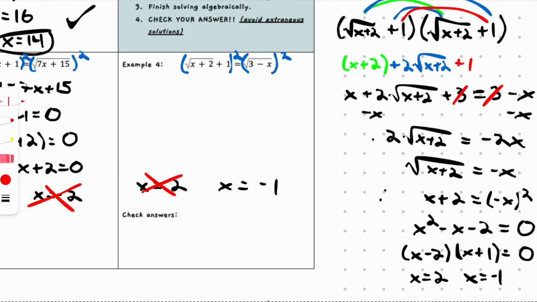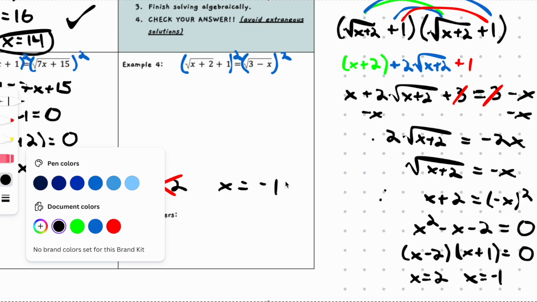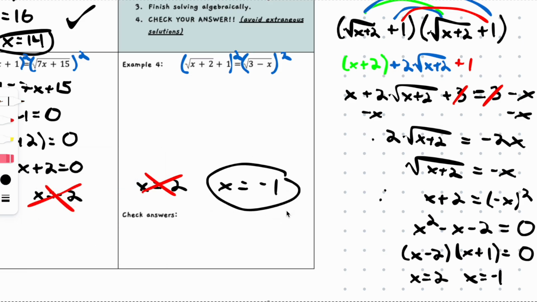Okay, anyways, I digress. Let's plug in negative 1 for x. So we do negative 1 plus 1, we get positive 1. The square root of positive 1 is 1. 1 plus 1 is 2. X minus negative 1 is going to give us positive 4. The square root of positive 4 is positive 2. So that does work out. So x equals negative 1 is going to be our answer.